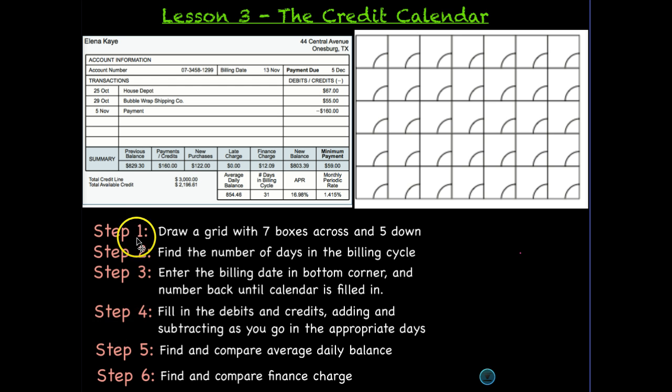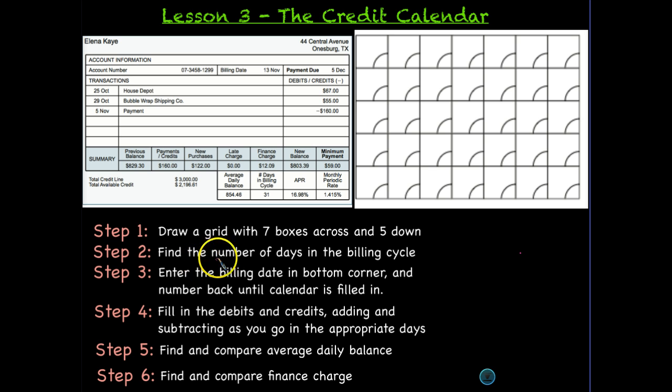In order to do that, we should follow these 6 steps, which you should write down in your notes. The first step is to draw a grid with 7 boxes across and 5 down. This grid right here represents a calendar. It's 7 boxes across because there's 7 days in a week, and then we did 5 down to try to capture every day of the month.